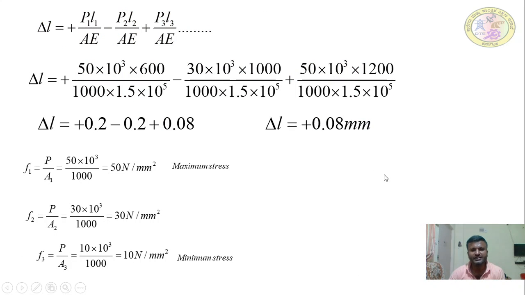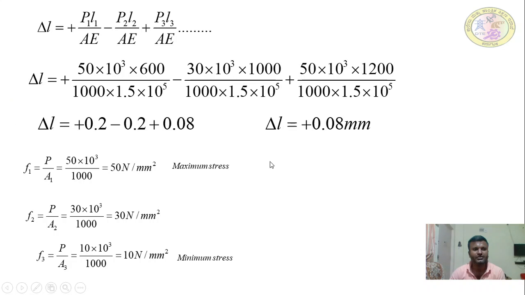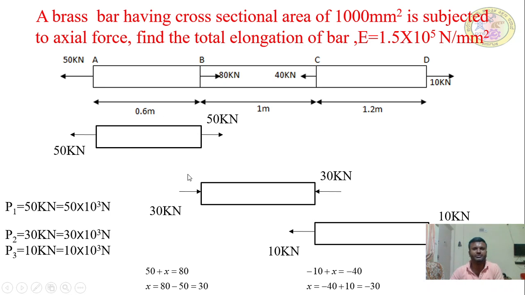Okay, so what do we need to find out here? The total elongation of the bar. What is the elongation of member AB, what is the elongation of member BC, and what is the elongation of member CD, when subjected to the three different forces, with the cross-sectional area given as 100 mm square and the varying lengths given. Member AB is 0.6 meter in length, member BC is 1 meter, and member CD is 1.2 meter, right? Okay, so what is meant by elongation?